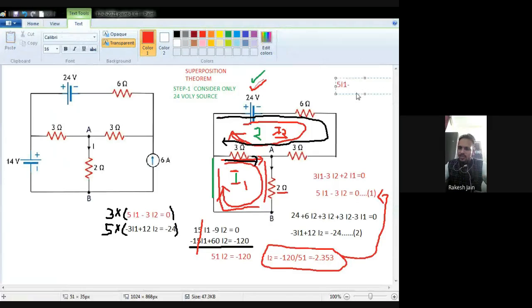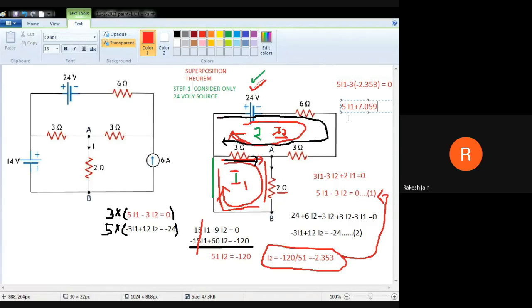Now I solve this equation and find out the answer of I1, because I1 is the current through 2 ohm, which I have to find out with the help of superposition theorem. So now we are going to solve these two equations. This is my equation number 1, and this is my equation number 2. That is very simple to solve this kind of equation.